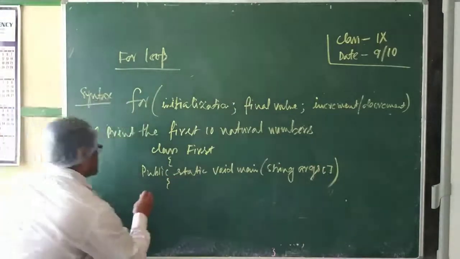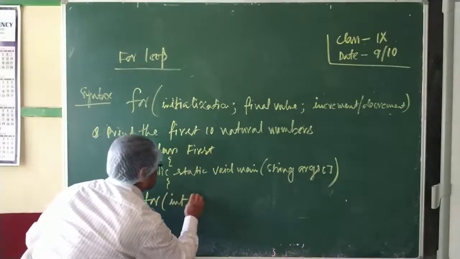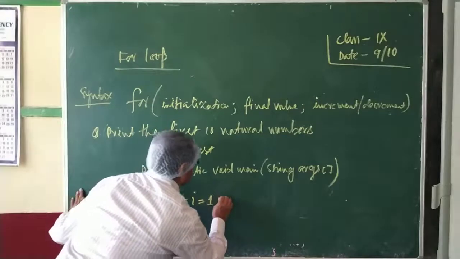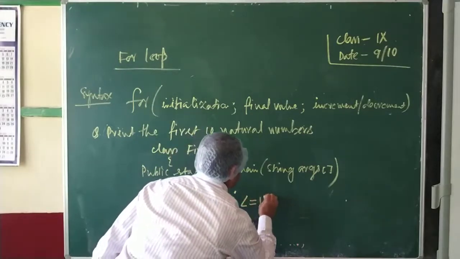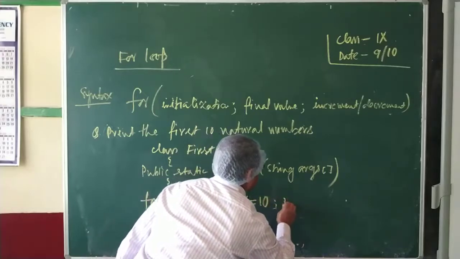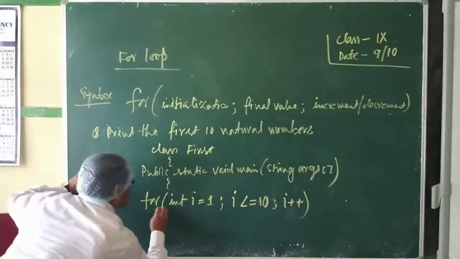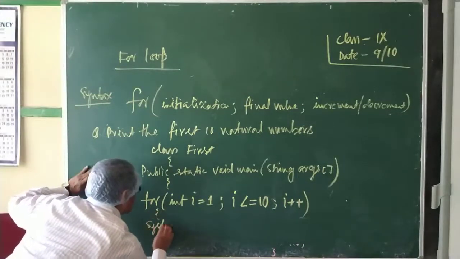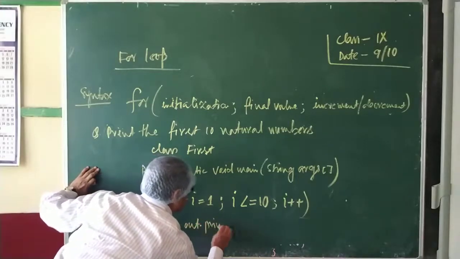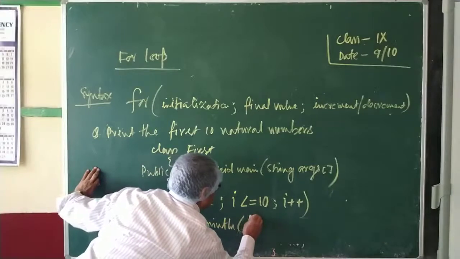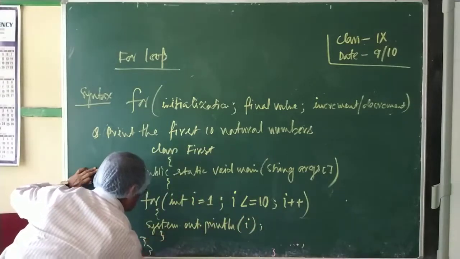Now the for loop. for (int i = 1; i <= 10; i++). This is the loop I am coming to explain. And now System.out.println(i); and then this is the for loop closing and this is the class closing.